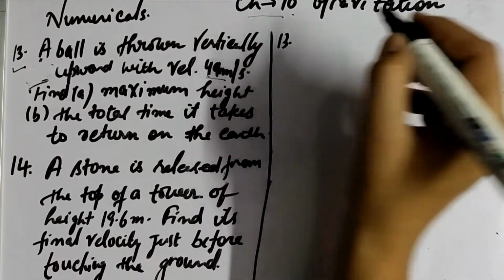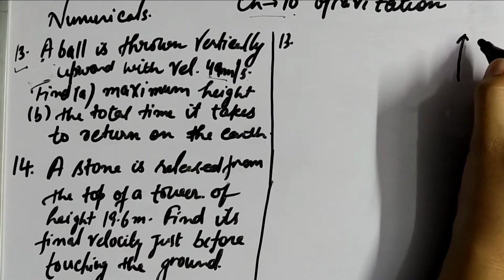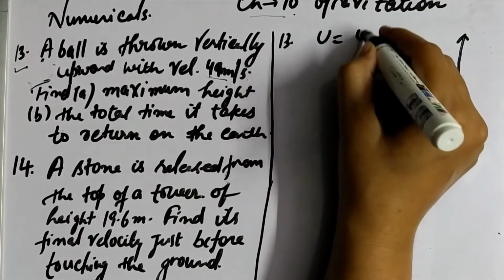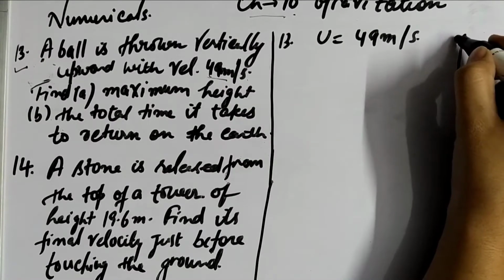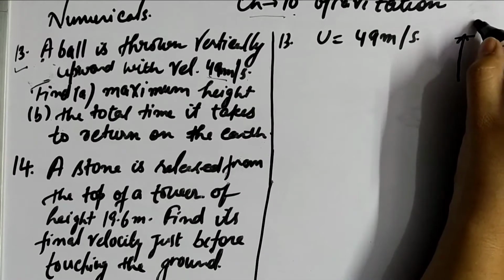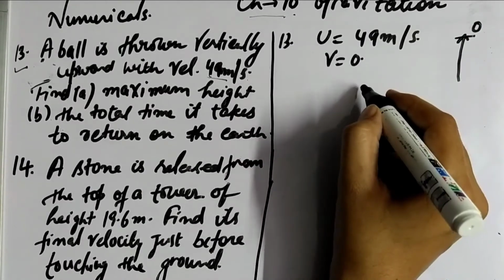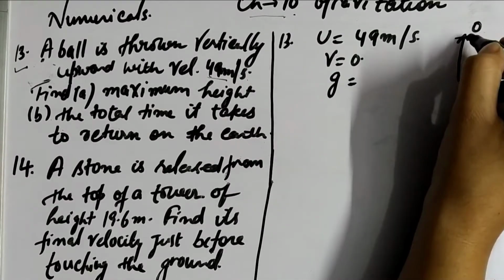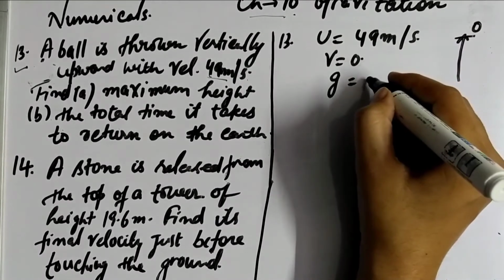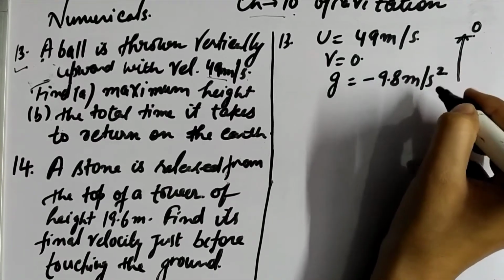So in this case, the body is thrown vertically upward with velocity 49 meter per second. The initial velocity is given, and at maximum height, the velocity of the object becomes 0. So the final velocity of the object is 0 because it is going upward. Its motion is against gravity, so we will take a minus sign with 9.8 meter per second square.